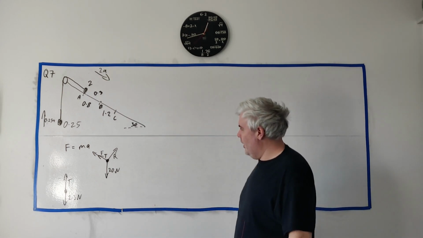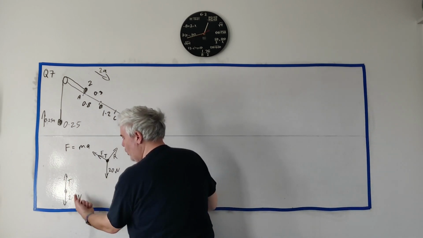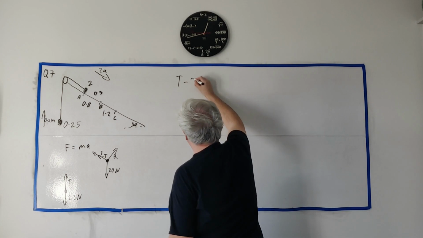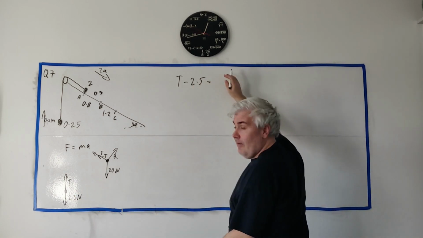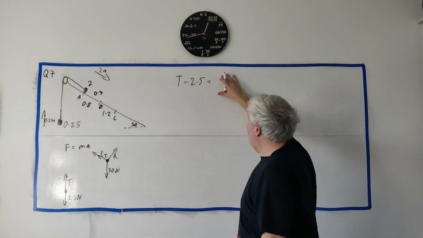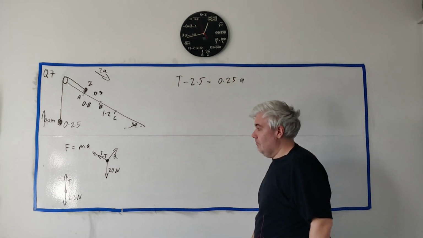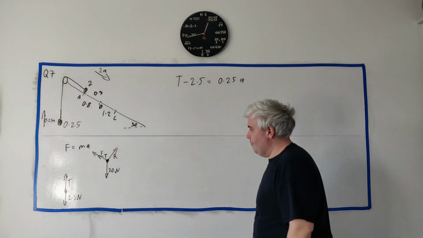So that's what we're going to do here. This one's very simple first. The direction is going up, so T will be positive. T minus 2.5. That must all add up to F. F equals ma. That must add up to 0.25 times a. And a is what we're looking for, so it's a good thing that's in our equations.